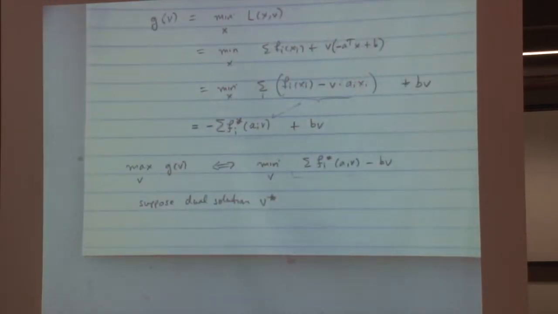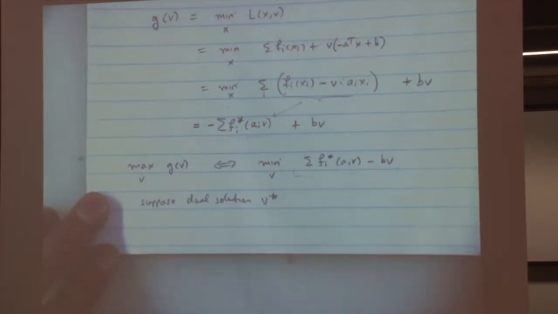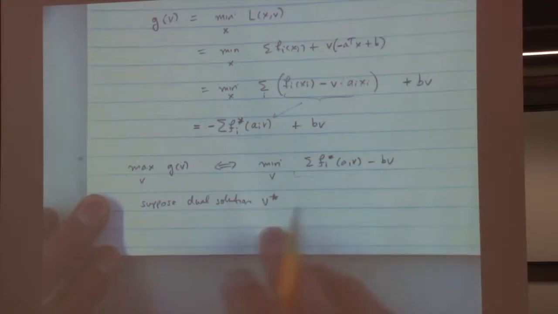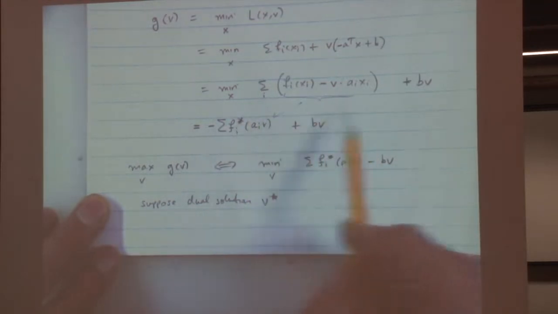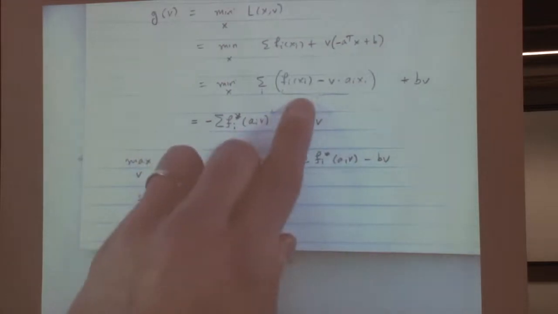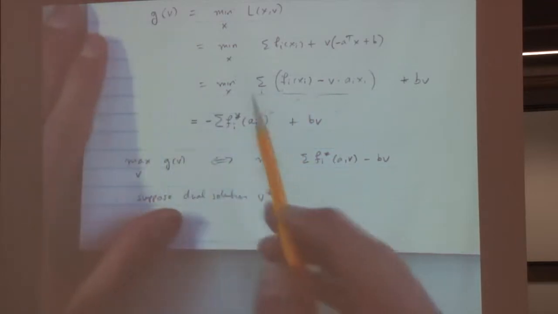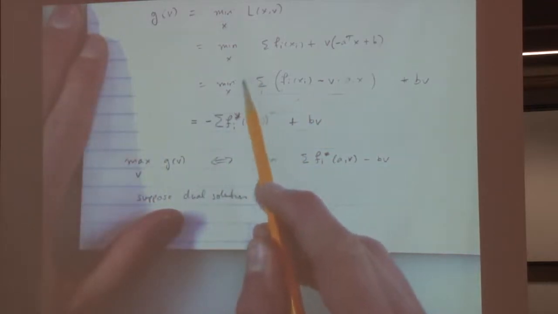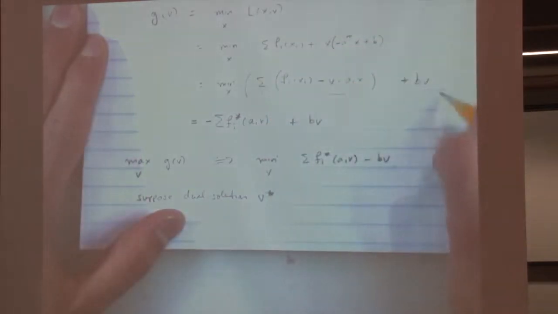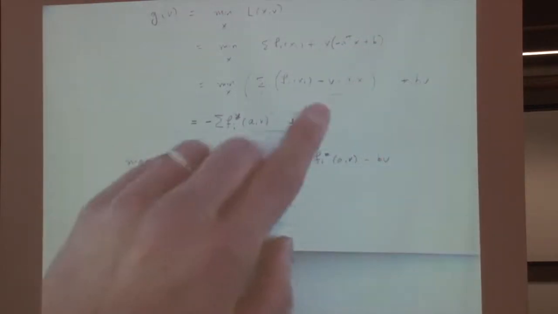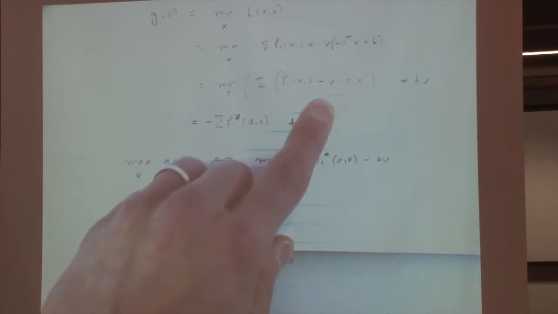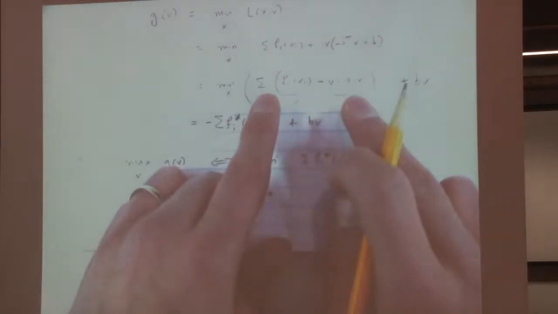Then we can get back the primal solution by the stationarity condition. The stationarity condition tells us that if we plug that back into the Lagrangian, the primal solution has to minimize the Lagrangian when I plug in v star. What would that mean if x minimized this quantity when I plug in v star? Well, that's just determining x individually in n different components, because each component of x only appears in one term.